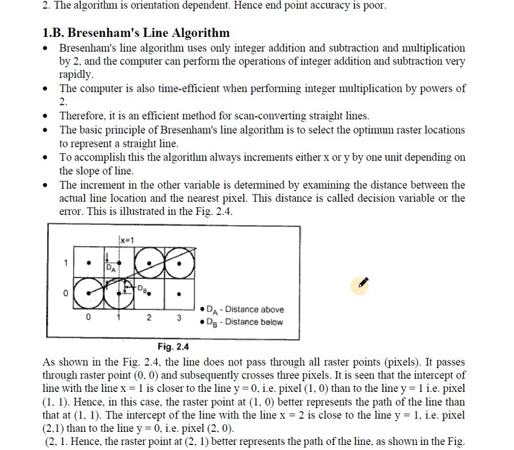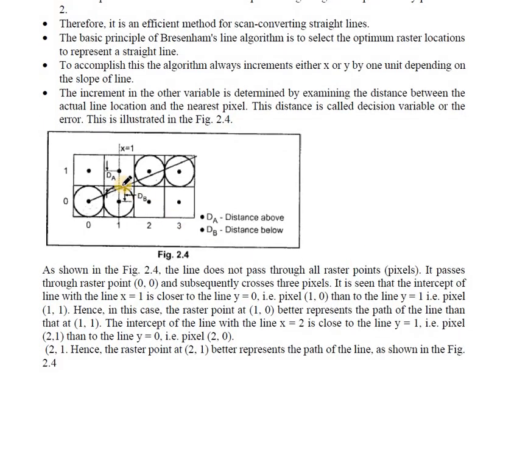What we do here is calculate the distances DA and DB, and whichever distance is smaller, suppose DA is smaller, then we consider the above pixel. If DB is smaller, then we consider the below pixel. Depending upon the distances DA and DB, we find out which pixel is closer to the line, and we color that pixel, or we say that the line is passing through that pixel.